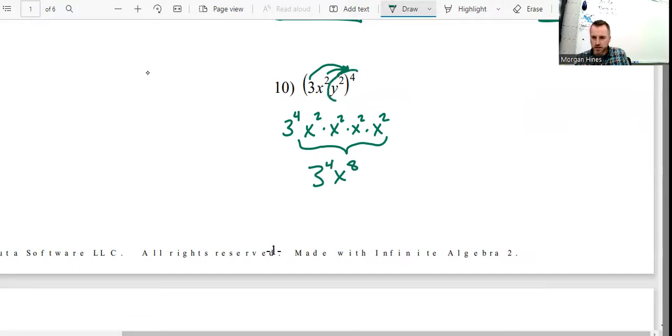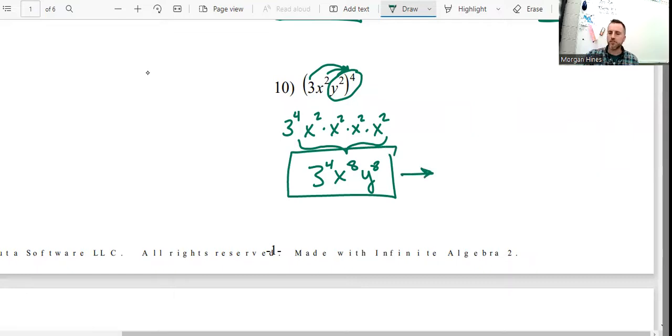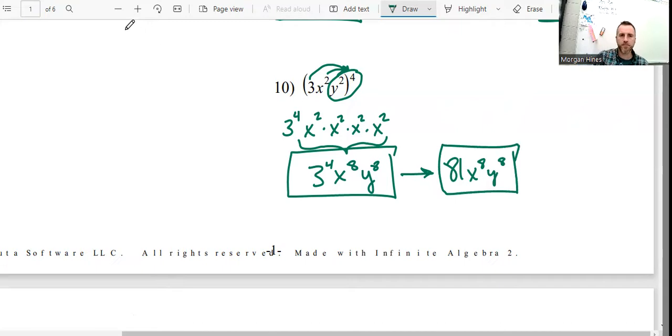And then let's actually use the power rule here. The power rule says if you have an exponent raised to an exponent, you just multiply those exponents and it becomes y to the 8th, 2 times 4. That is not the answer, but I put a box around it. I mean, it's almost the answer, but we do know that 3 to the 4th power is just a number. It's 3 times 3 times 3 times 3, which is 81, x to the 8th, y to the 8th. That's your final answer.